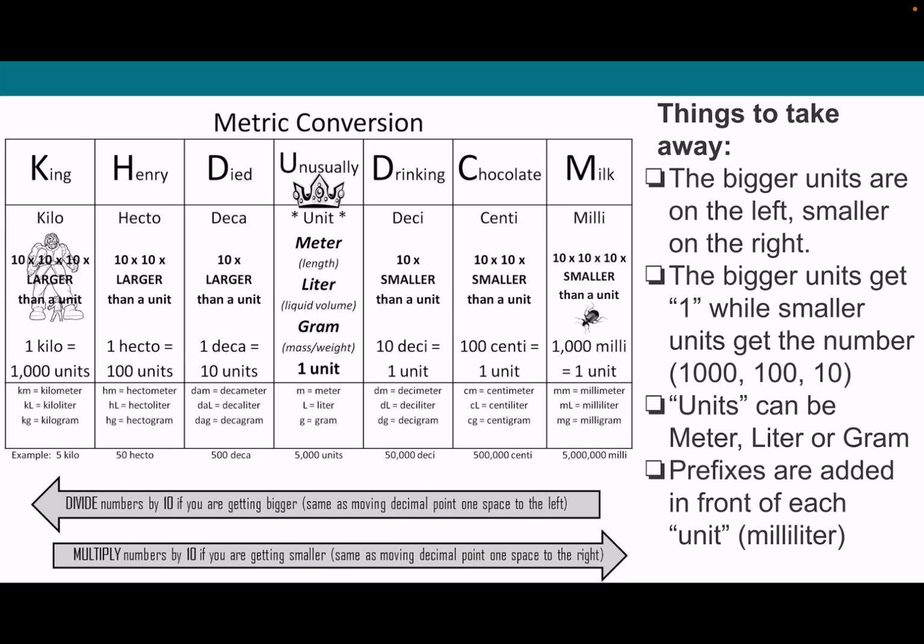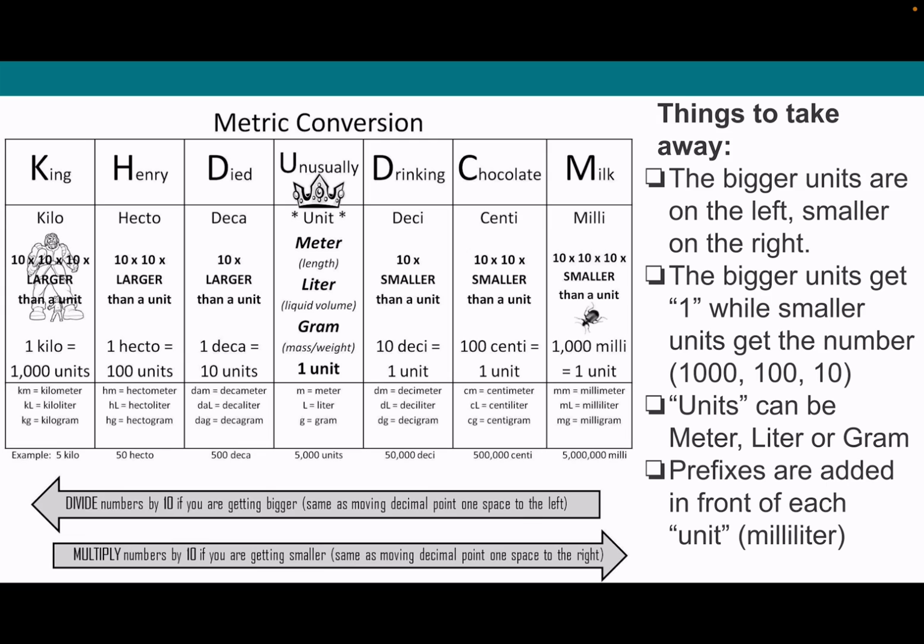And the mnemonic we use is called King Henry died unusually drinking chocolate milk. So let's break that down. King stands for kilo, that's the prefix kilo. Henry stands for hecta. Died is for deca, and typically those are capital letters. Unusually is going to be our base unit column. Okay, this is important. So unusually is for base unit.